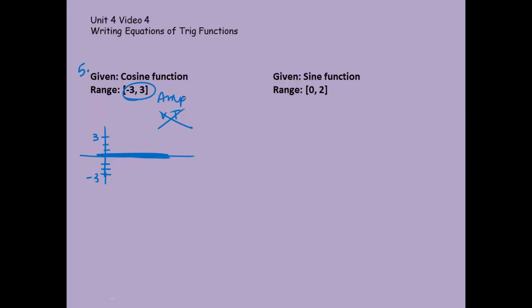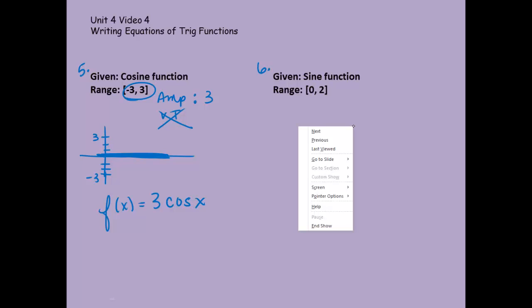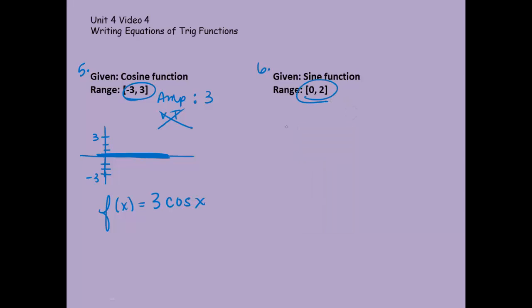However, if this is going all the way up to positive 3 and all the way down to negative 3, then I have an amplitude of 3. Please note, I do not have a vertical transformation here. So if I'm going to write my function as simply as possible, I'm just writing 3 cosine of x. No need for anything else. And on this last one here, number 6, I have a sine function. And I also see that I have a range from 0 to 2.